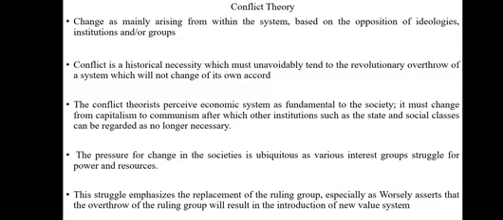And then the struggle emphasizes replacement of the ruling group, especially as overthrowing the ruling group results in destruction of the existing system. Yes, you overthrow the bad rulers, because you must have that strength to do that. That is what this particular theory is.